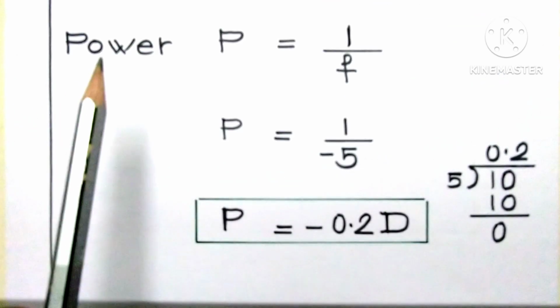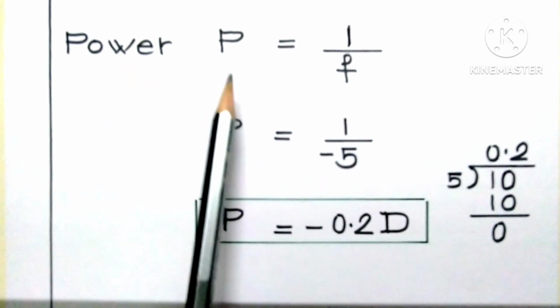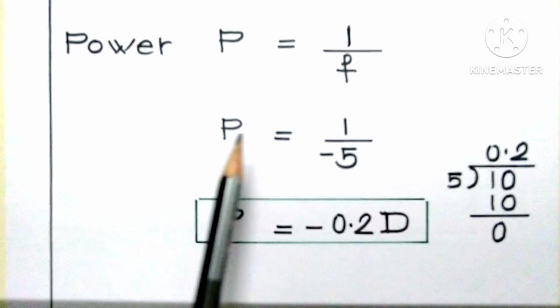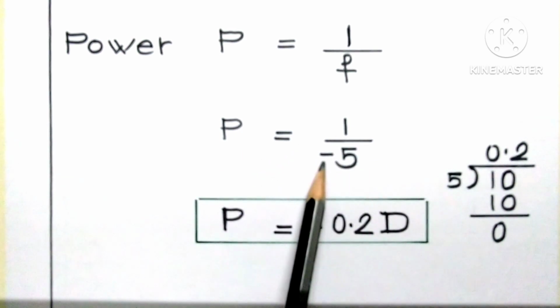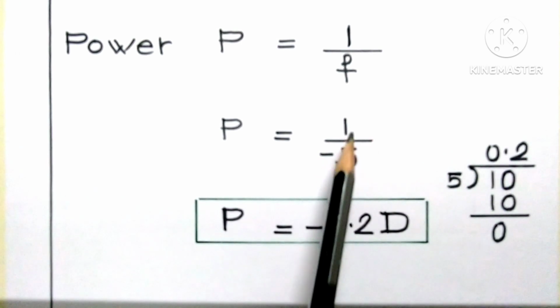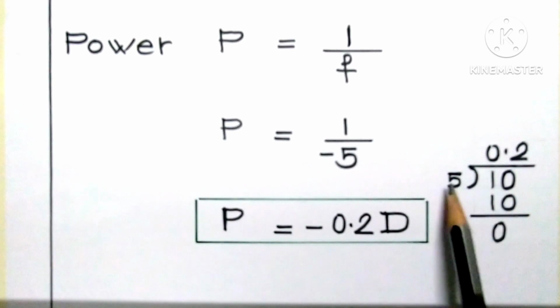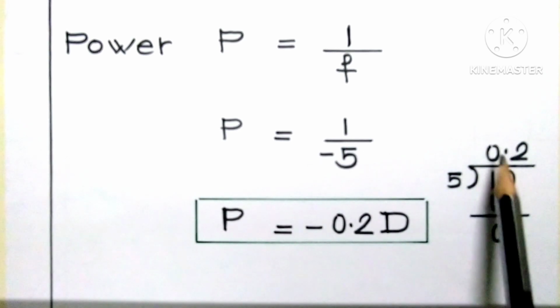Now, from the focal length, we can calculate power by using this formula: P is equal to 1 by f. f is the focal length of the concave lens. So P is equal to 1 by, let us substitute the focal length of the concave lens, which is minus 5. So 1 divided by minus 5. Here we do the division also. Here 1 is there, here 5 is there. In 1, how many times 5? 0 times. So let us put 0 over here.